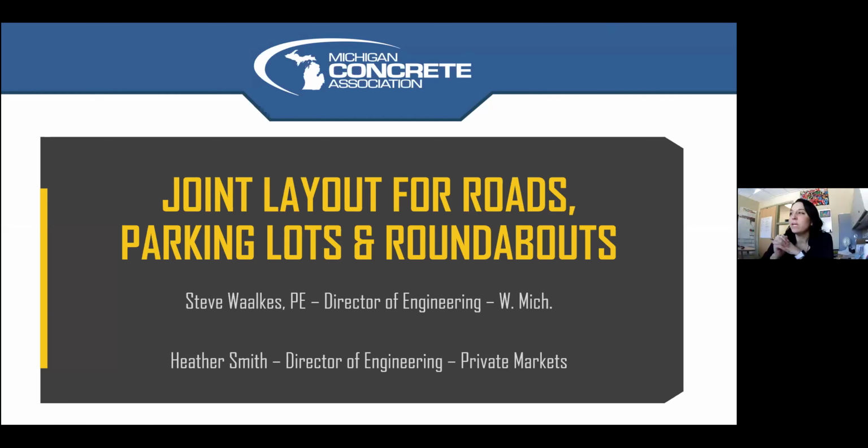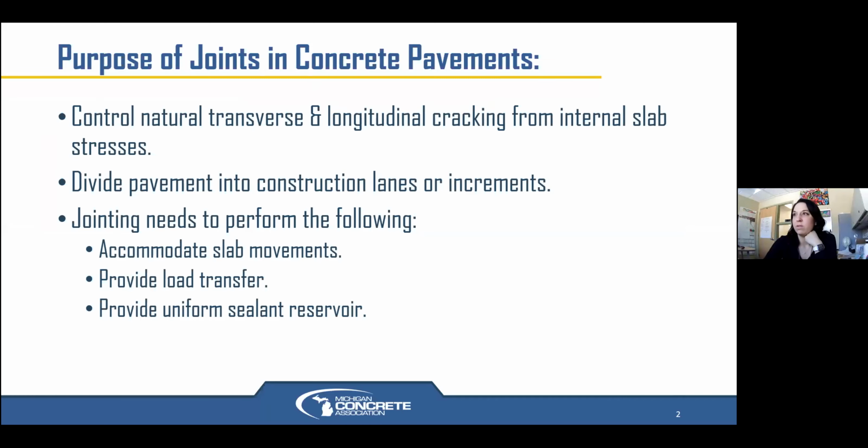Okay, so joint layout for roads, parking lots, and roundabouts. We'll get right into it here. What is the purpose of joints in concrete pavement? The reason we put joints in concrete pavements is to control the natural transverse and longitudinal cracking from the internal slab stresses. We divide the pavement into construction lanes or increments, and jointing needs to perform the following. It needs to accommodate slab movement, provide load transfer, and provide a uniform sealant reservoir for those pavements that we're going to be sealing.